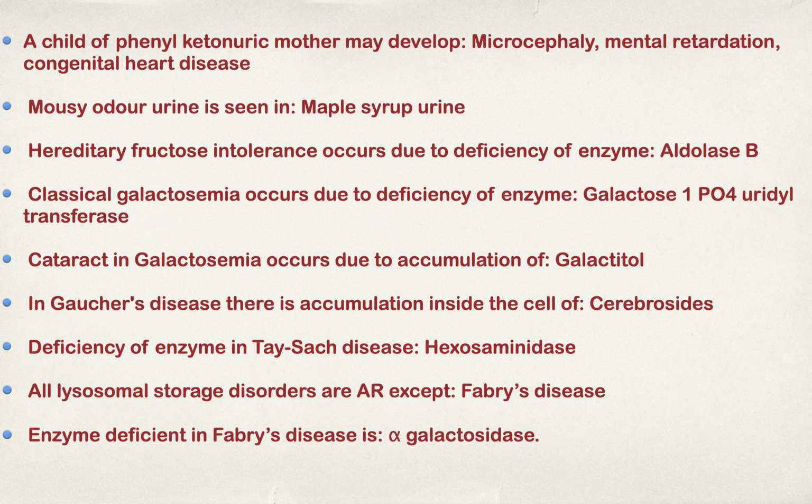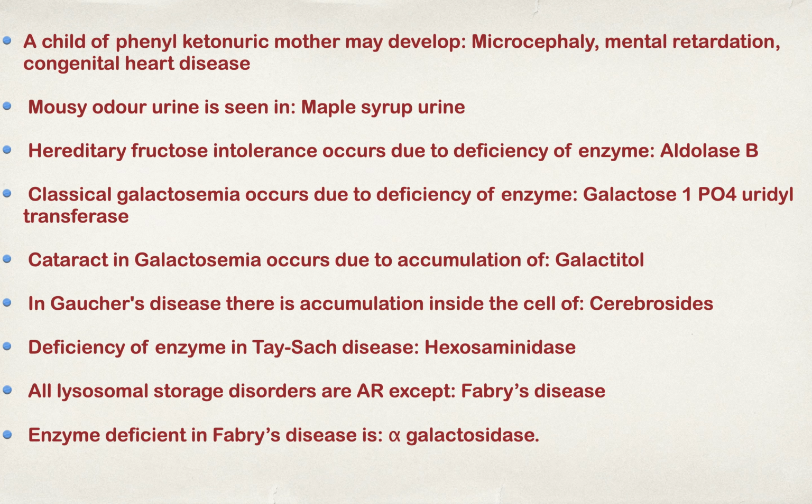Now, maple syrup urine disease. Now, hereditary fructose intolerance occurs due to deficiency of enzyme aldolase B. This is a direct question. Now, classical galactosemia occurs due to deficiency of enzyme galactose-1-phosphate uridyl transferase. Cataract in galactosemia occurs due to accumulation of galactitol. In Gaucher's disease, what accumulates inside the cells is cerebroside. Cerebroside is the component that accumulates inside the cells.